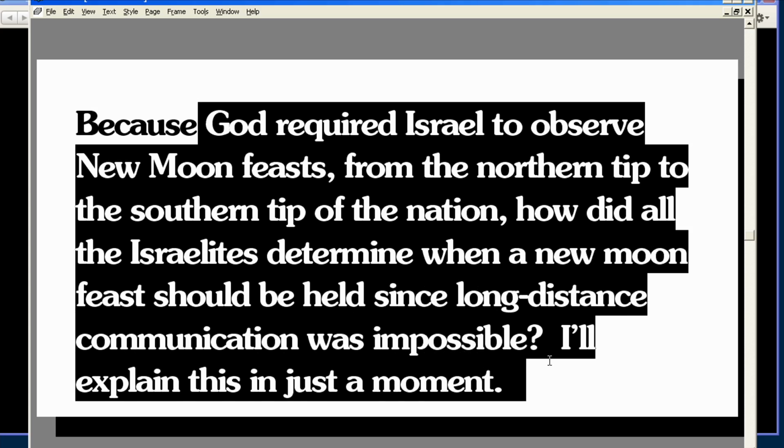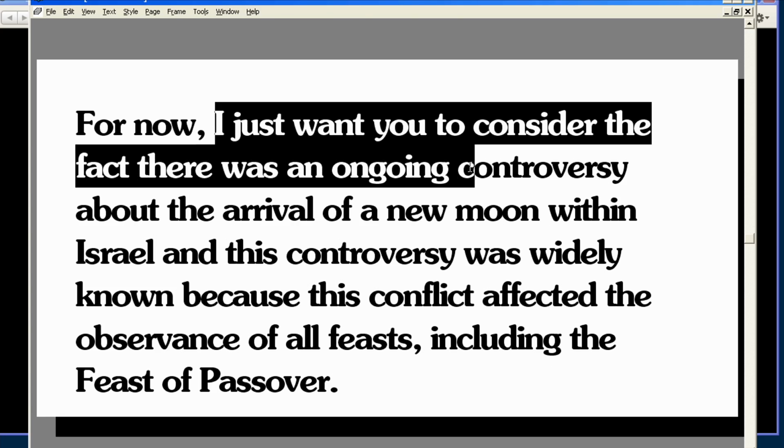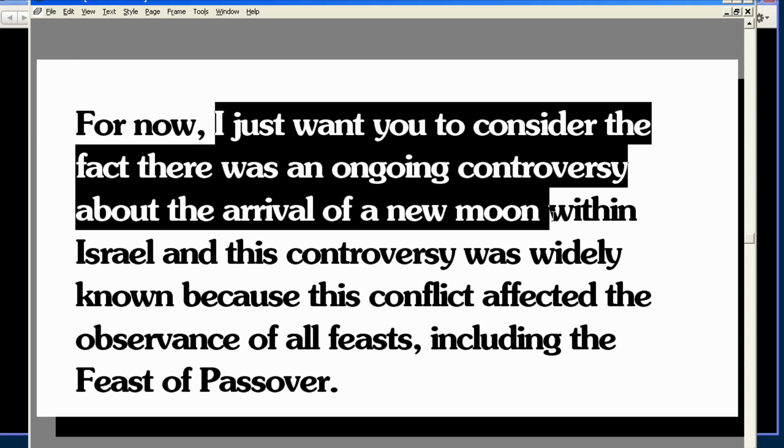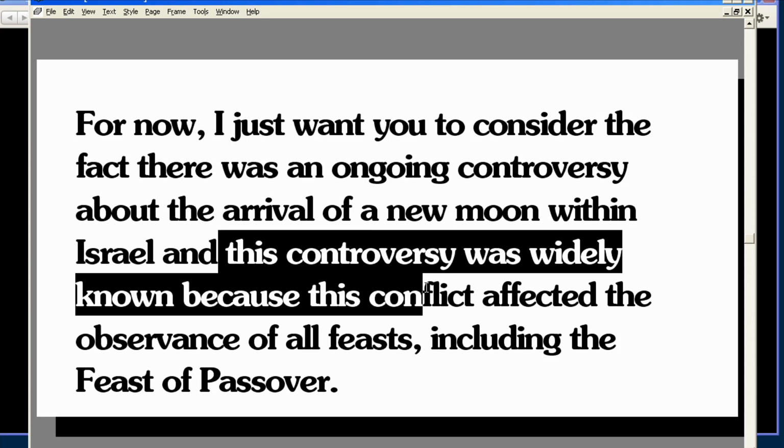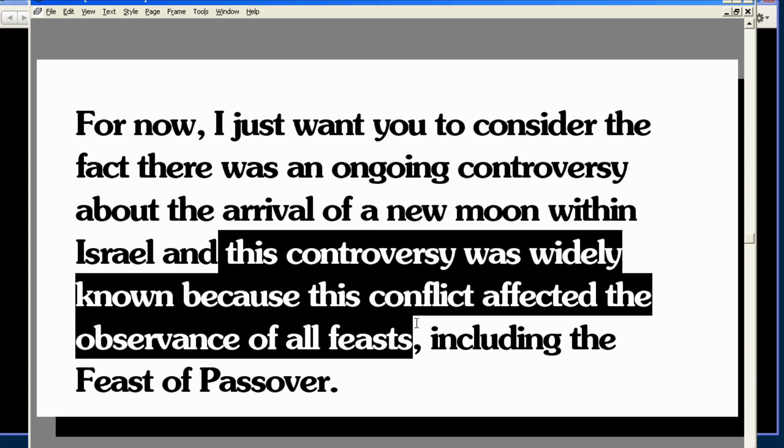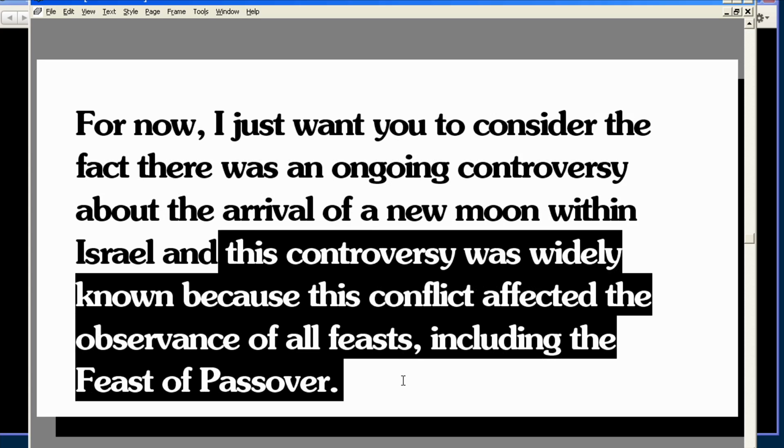I'll explain this in just a moment, but for now, I want you to consider the fact that there was an ongoing controversy about the arrival of a new moon within Israel, and this controversy was widely known because this conflict affected the observance of all feasts, including the Feast of Passover.